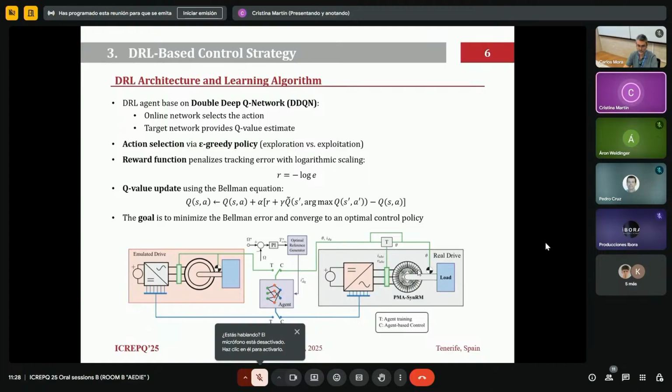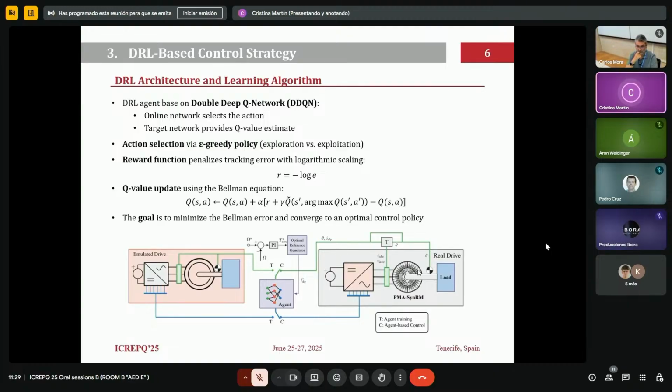And at each step, it receives an observation of the system, selects an action using an epsilon greedy policy. That means that with probability epsilon, the agent chooses a random action to explore. Otherwise, it exploits the best known action based on the Q values. After that, the agent receives a reward that quantifies the quality of the decision. In this case, the reward penalizes the current tracking error using a logarithmic function as it is represented in the equation in the slide.